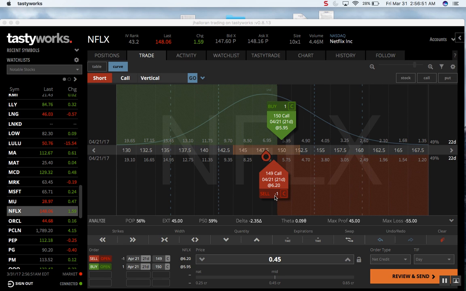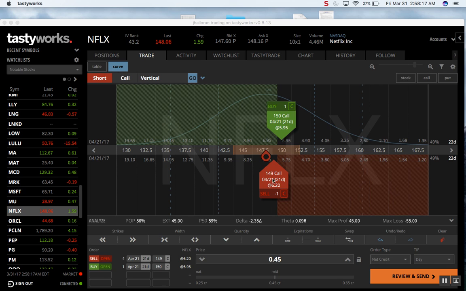next step is to adjust the risk, reward, and probability of success by moving the options around. The more you trade, the more you'll find out what you're comfortable with in terms of risk, reward, and probability of success. Once you hit go on the short call vertical, it will default to selling the one strike out of the money call spread.